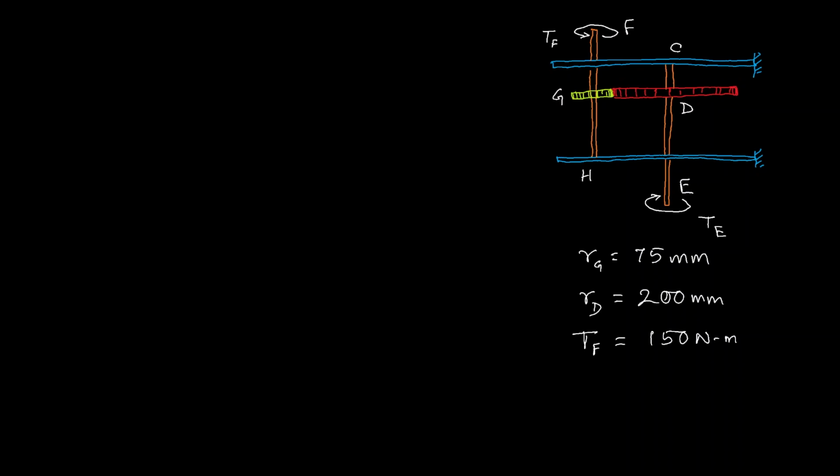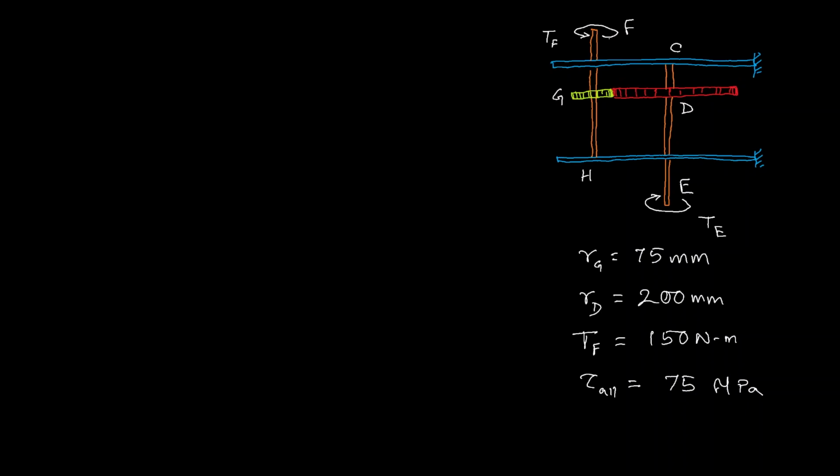That means at F a torque is being applied and it gets transmitted through the gear G to D, and through that it transfers to E as a torque at E. Now, the allowable shearing stress for both the shafts, tau allowable, is equal to 75 megapascal, and the question asks us to find the diameters required for the shafts FGH and CDE.